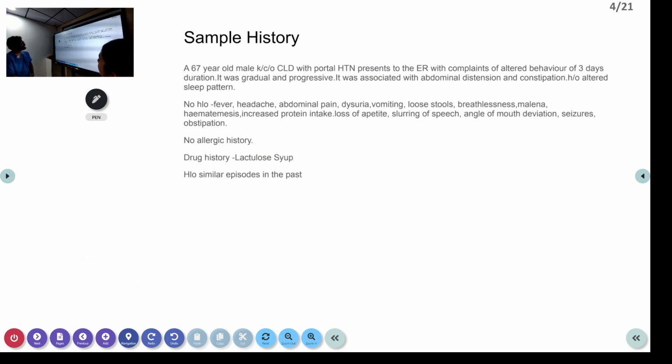Coming to sample history, a 67-year-old male, non-known case of CLD with portal hypertension, presented to the ER with complaints of altered behavior of 3 days duration. It was gradual and progressive. It was associated with abdominal distension and constipation.